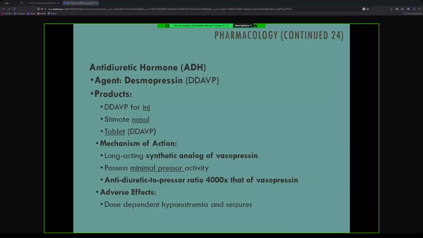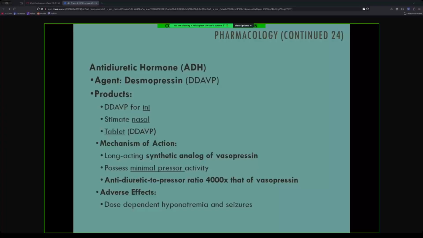So we talked about vasopressin. So here's desmopressin, still an antidiuretic hormone agent, desmopressin, also known as DDAVP, but it's basically just a long-acting synthetic vasopressin analog, engineered for its selectivity at the V2 receptors, not very much action at V1 alpha receptors. And note on the slides, the antidiuresis to pressor ratio of desmopressin is 4,000 times that of native vasopressin.